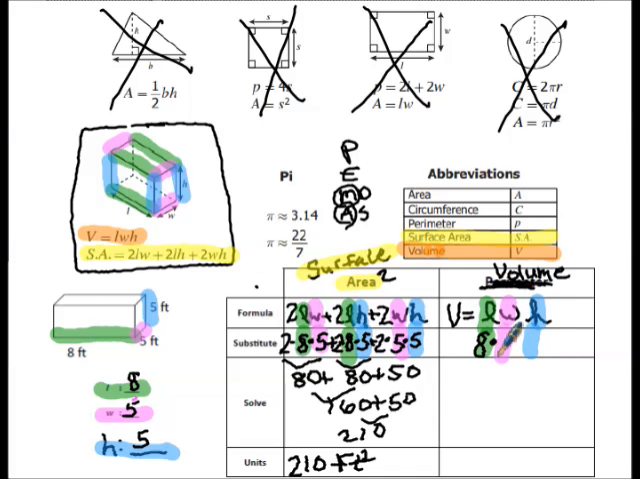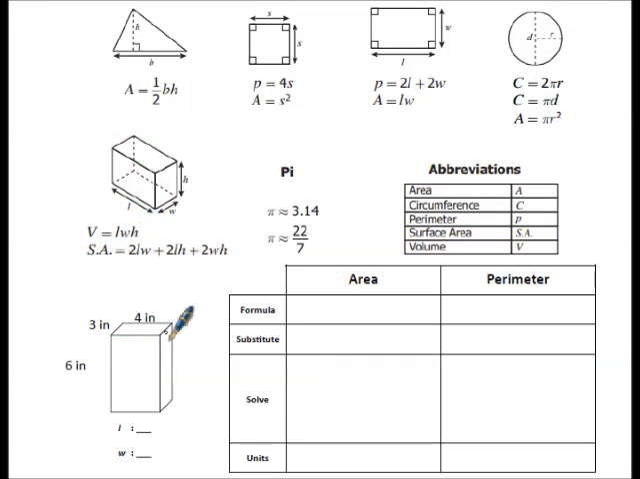So I'm going to put 8 times 5 times 5, and 8 times 5 gives me 40, and 40 times another 5 would end up giving me 200. So volume is how many cubes you can fill up the shape with. So your volume units are going to be cubed. So I have 200 feet that are cubed that'll fit into that rectangular prism.